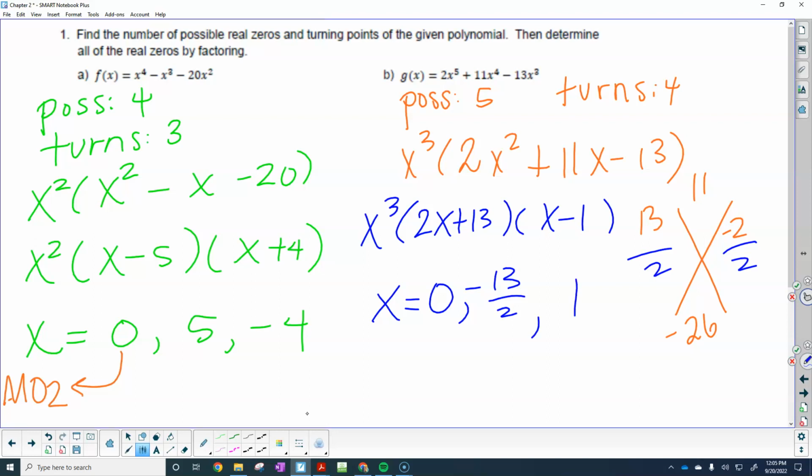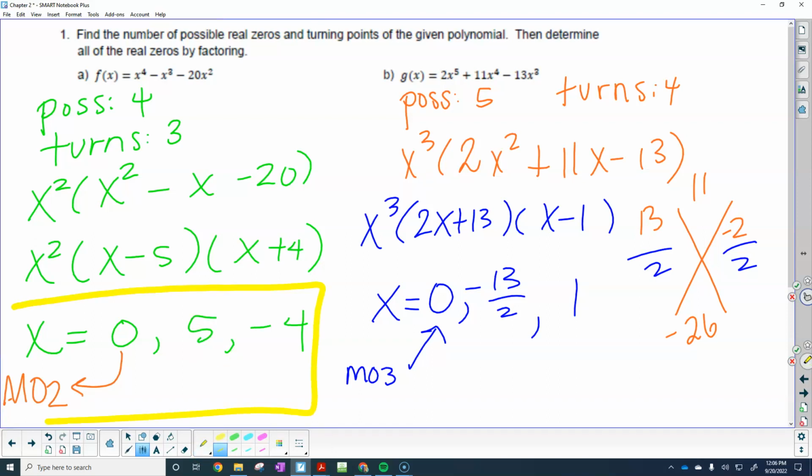But you have a multiplicity on which one? 0. The 0. What is the multiplicity? 3. You guys know the hard part already. Good job. Write MO of 3. And then, guys, I need to box in my answers here. Okay, let's keep moving on.